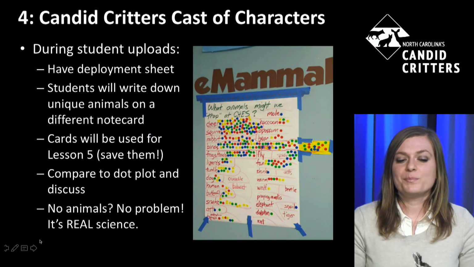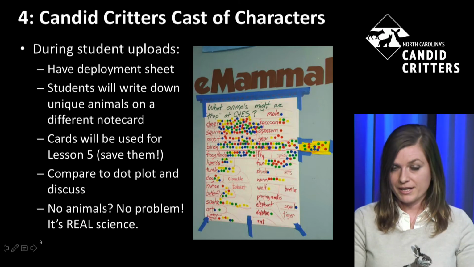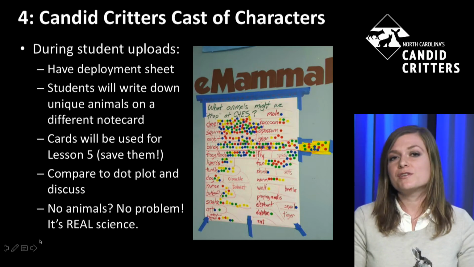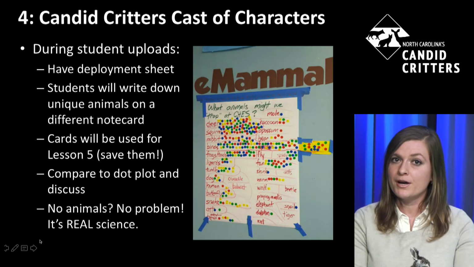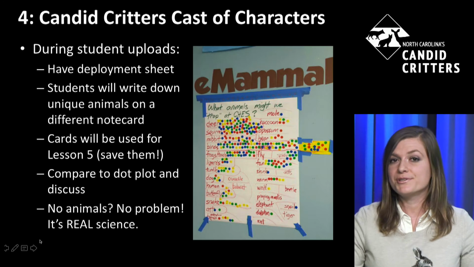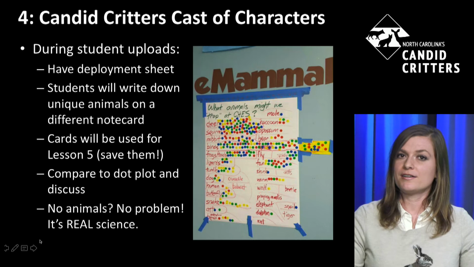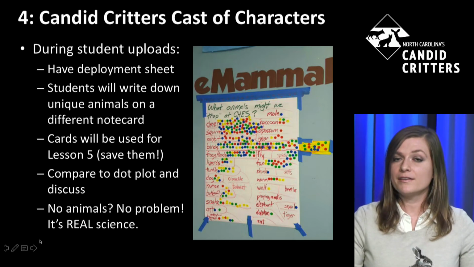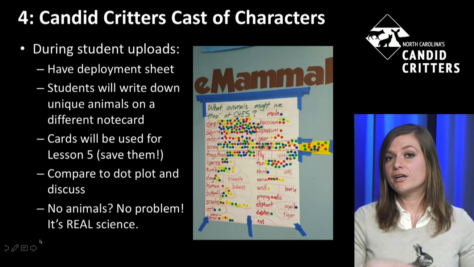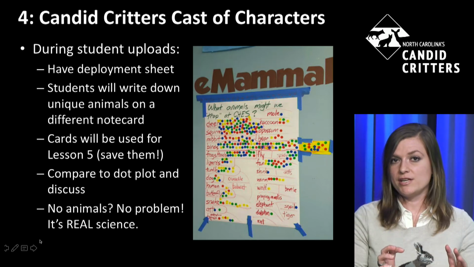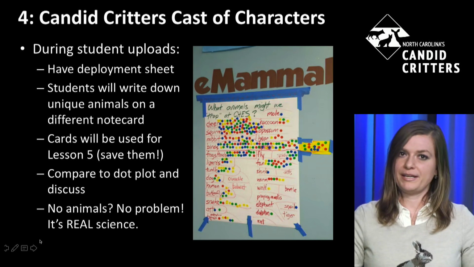In this lesson plan, it's also important to have your deployment sheet because the students will be entering the GPS information from the camera trap and the detection distance, as well as the camera trap number. So make sure you have that information handy for the students. Also, give students note cards at this point, and they will be writing on these note cards a unique species that they find. Every time they have a new species, they'll write it on a different note card, and these cards will be saved for the next lesson plan.